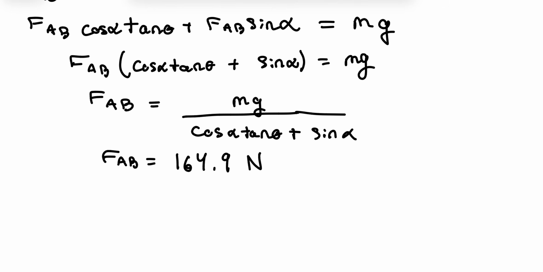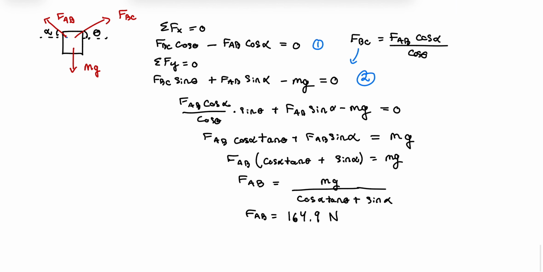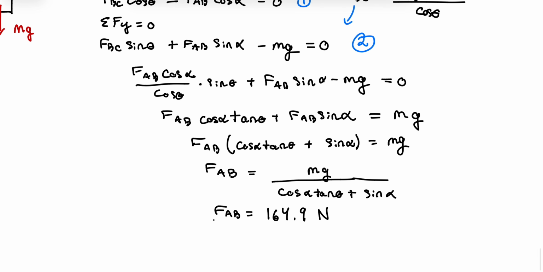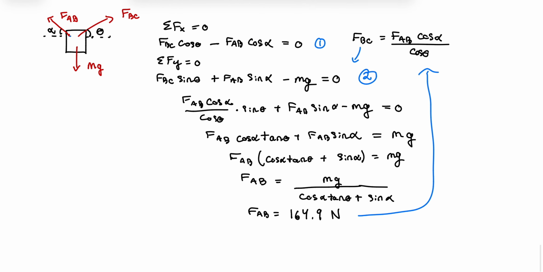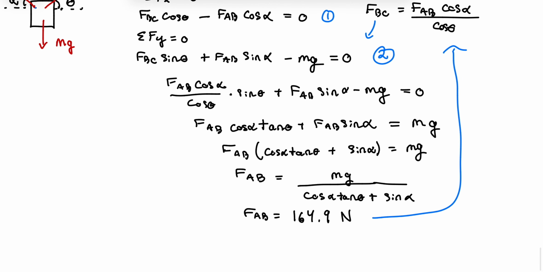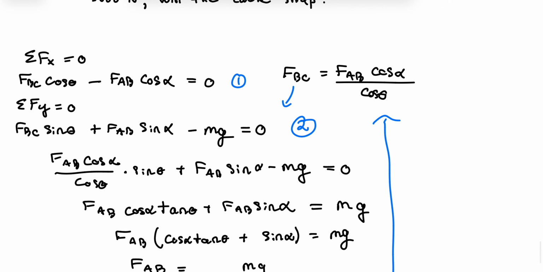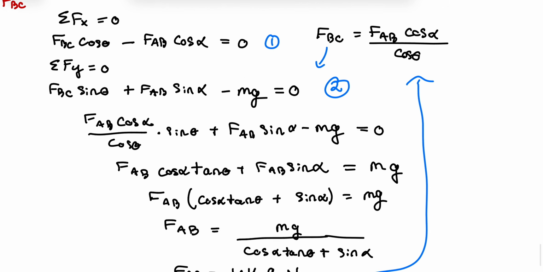164.9 newtons. All right, so now we need to go and plug FAB back into this equation up here, right? Because we know FBC in terms of FAB. You can plug in FAB, this value, into any of these other equations and still get the right answer for FBC. It's just easier to do it here because it's pretty simple. We don't have to do any more manipulation.